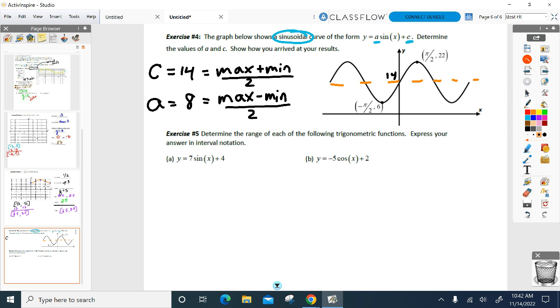I'd like to see you do A and B on your own. Exercise 5, A and B. Try those on your own. Find the range and write it in interval notation, aka the brackets. So it's asking find the new max, find the new min. Think about where you started. Cover up the shift. Ask yourself what the max and min were before the shift, and then add or subtract the shift in.